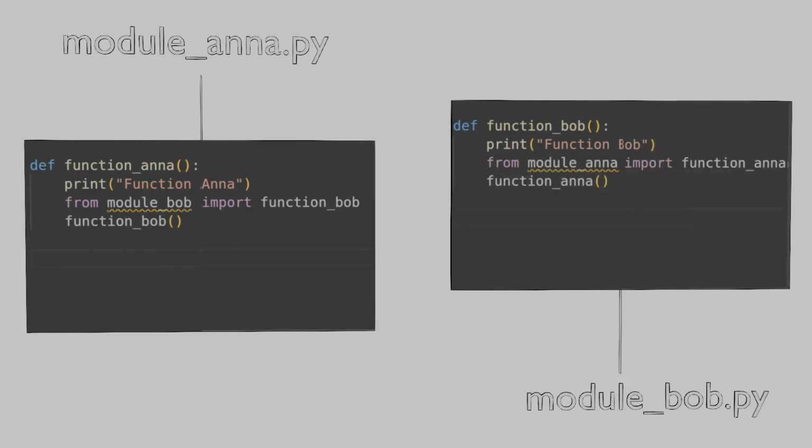Now, Anna and Bob can complete their missions without problems. And in Python, this solves our circular imports.